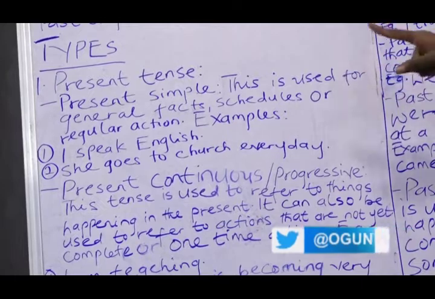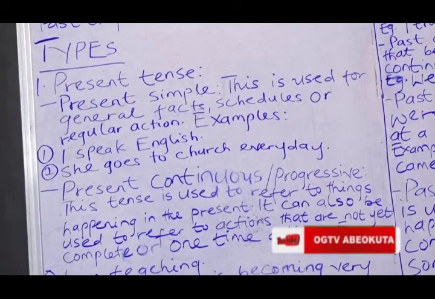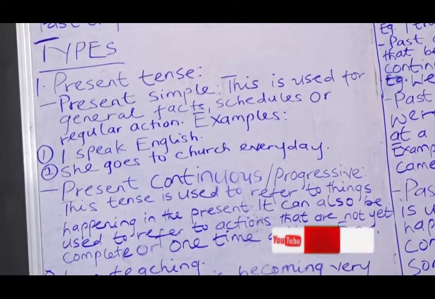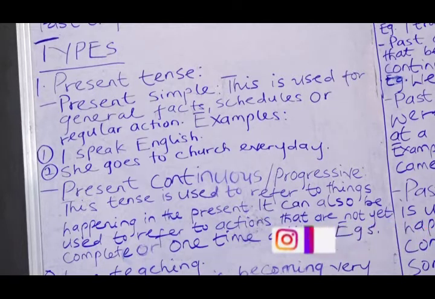Now, present simple. This is used for general facts, schedules, or regular action. General facts. The sky is blue. It's a general fact. So I speak English. That's a general fact because I can speak the language. Now, examples of present simple tense are: I speak English.